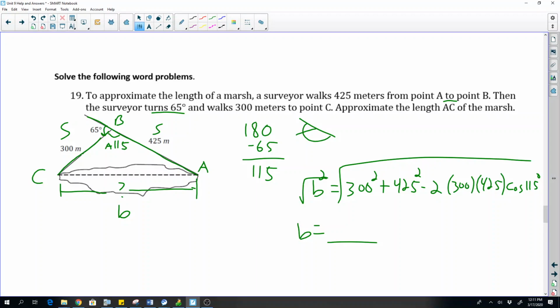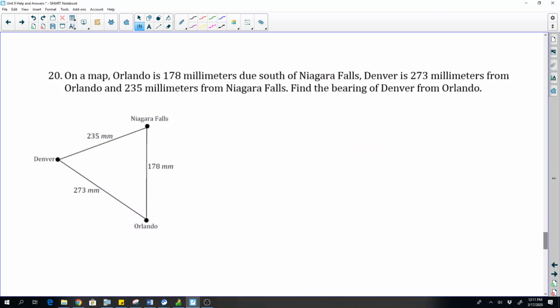Nice. And then the other word problem, which is number 20. So it says here on a map, Orlando is 178 meters due south of Niagara Falls. Denver is 273 degrees from Orlando and 235 meters from Niagara Falls. So find the bearing of Denver from Orlando. So here's Orlando. And so find the bearing of Denver. What is it asking? So find the bearing of Denver from Orlando. So we're just going to go ahead and say this angle right here is what they want you to find.